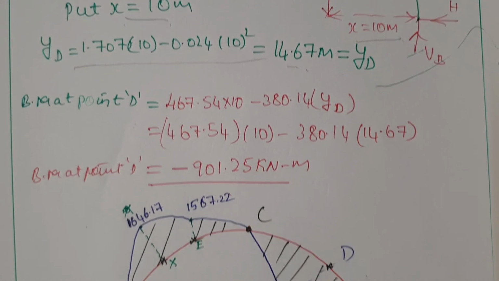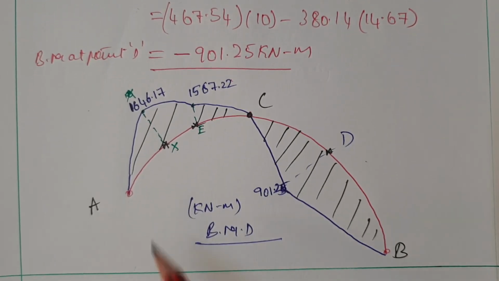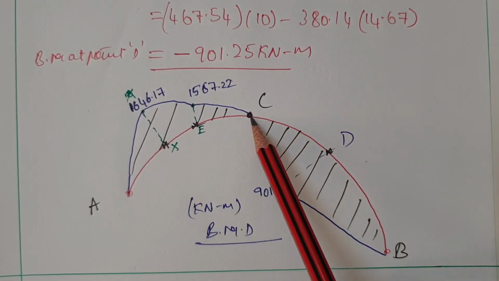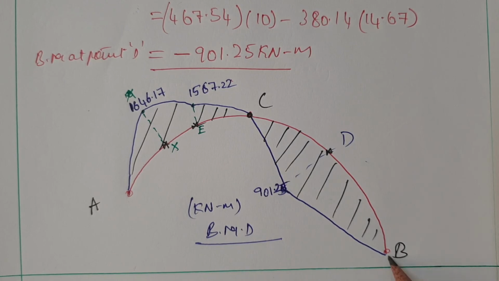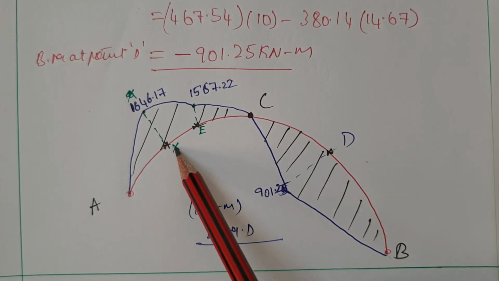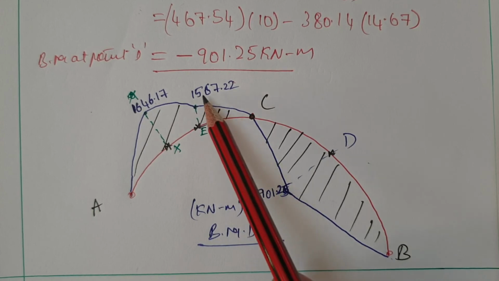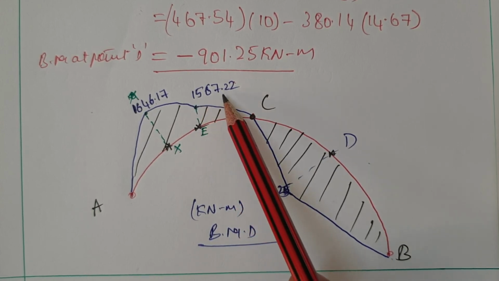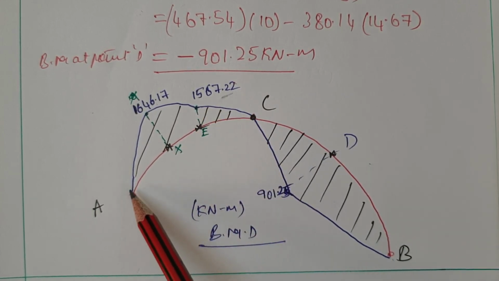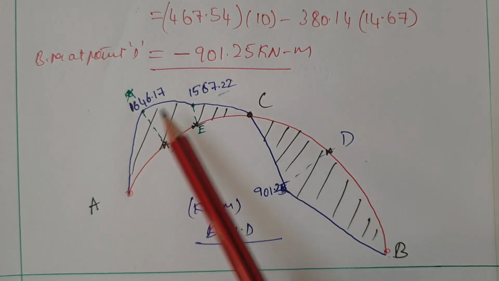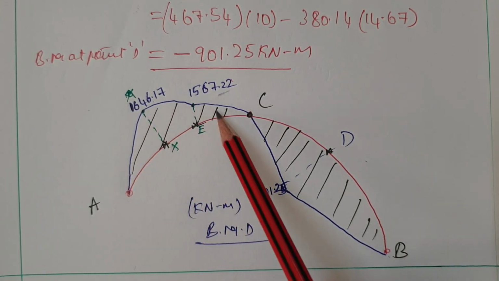Then the bending moment diagram is as follows. We know at point A 0, at point C 0, at point B 0. Okay, that I have not told previously. Bending moment at A and C and B are 0 because at the three points we have hinges, and we know at point X it is 1646.17, and at point E it is 1567.22. Okay, and we know here we have UDL, so you will get a curve.